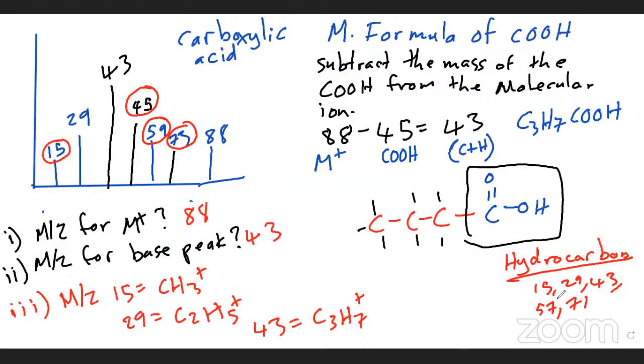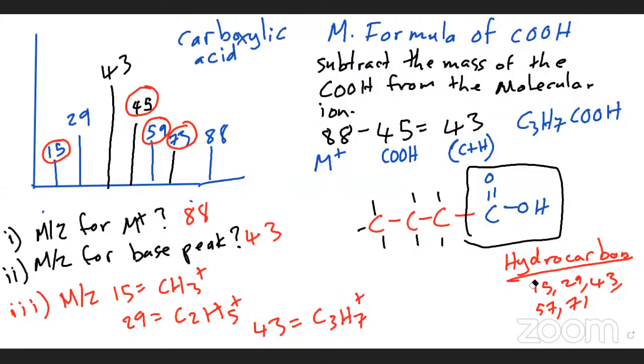But since we are doing a carboxylic acid, what would 45 tell us? 45, 59, 73. What would it contain? It has to contain the COOH group. It has to contain the oxygens. So any number you see outside of these ones here: if it was a haloalkane, it would contain the halogen. If it was an ester, it would contain oxygen. If it's an alcohol, it contains the OH group. Do you get the picture now?